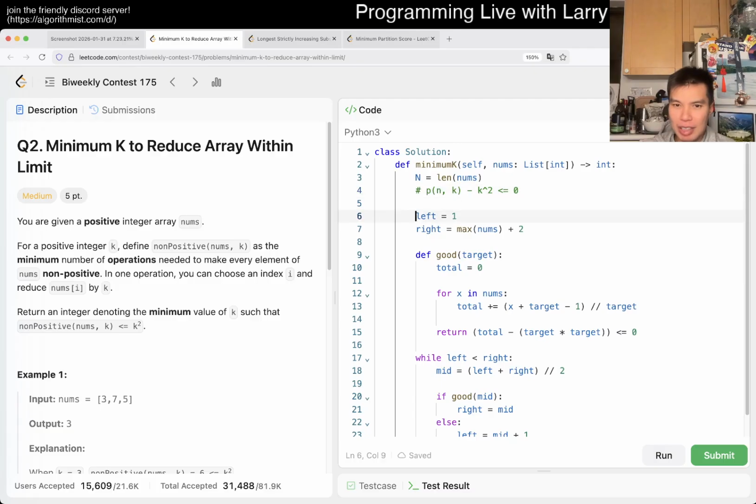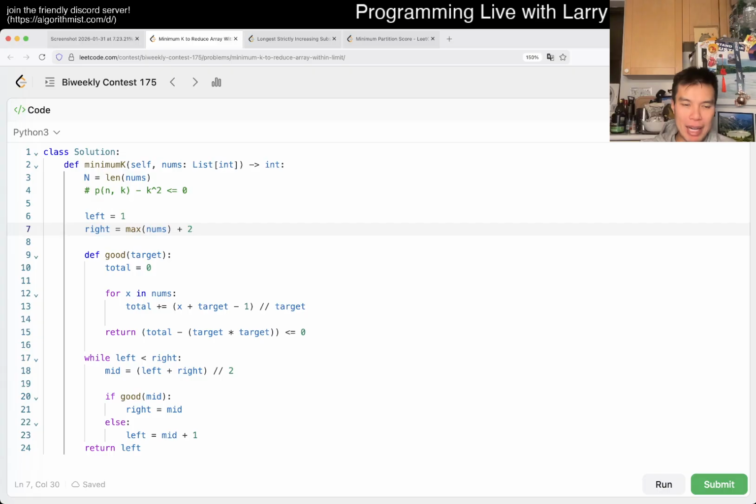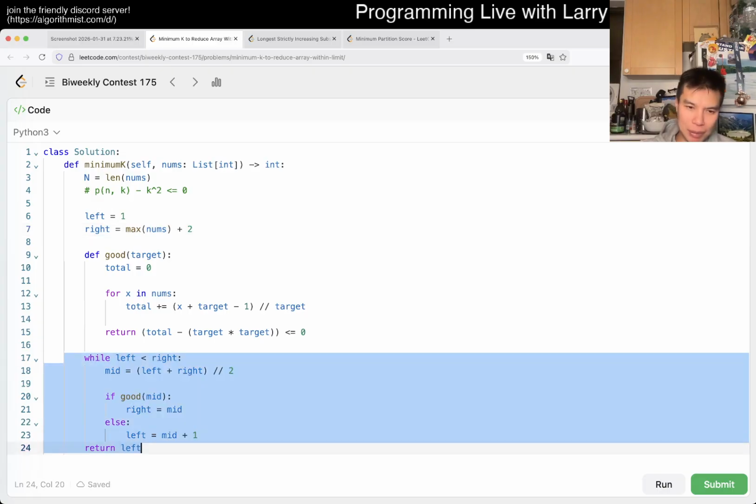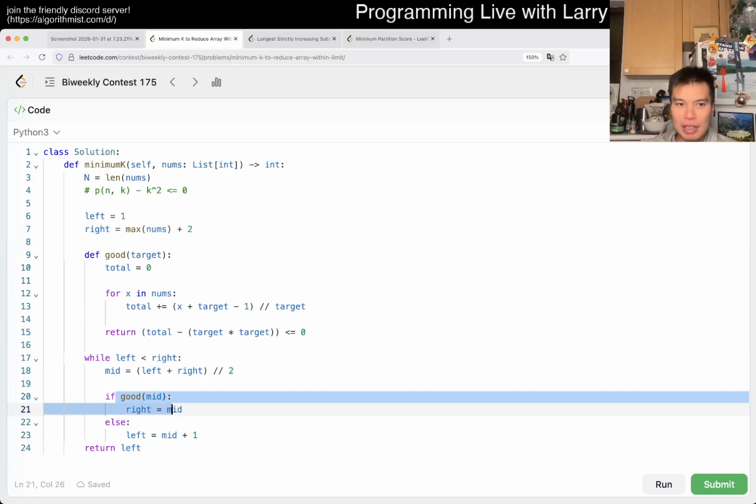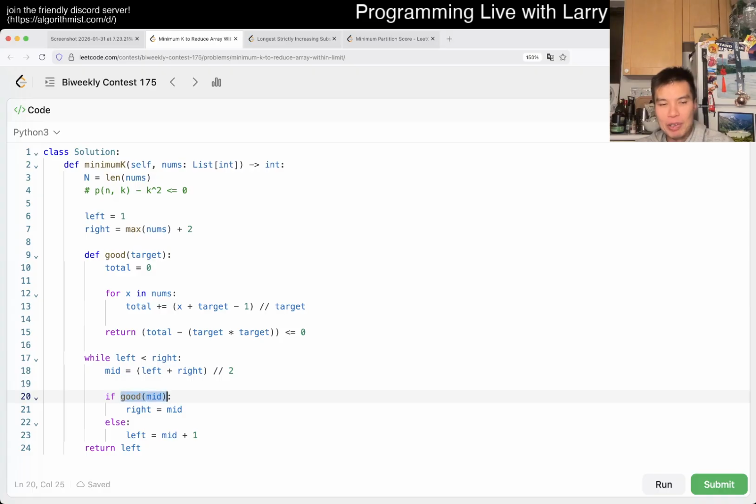The lower bound is going to be K equal to 1. The upper bound is going to be K equal to the max number. I just add 2 for no reason, really. But everything is a binary search, right? So I do a binary search here, pretty straightforward. If good is true, it means that the function, and this is literally just this thing, right?